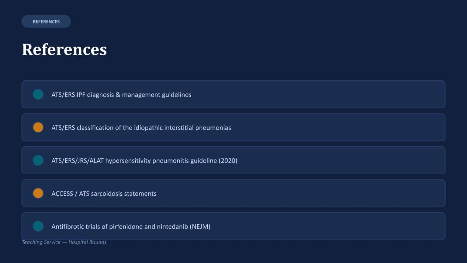These are the primary sources behind this lesson: the American and European Respiratory Society guidelines on pulmonary fibrosis, their classification of the idiopathic interstitial pneumonias, the hypersensitivity pneumonitis guideline, the major sarcoidosis statements, and the landmark antifibrotic trials. Use them for the underlying evidence and the grading behind each recommendation.